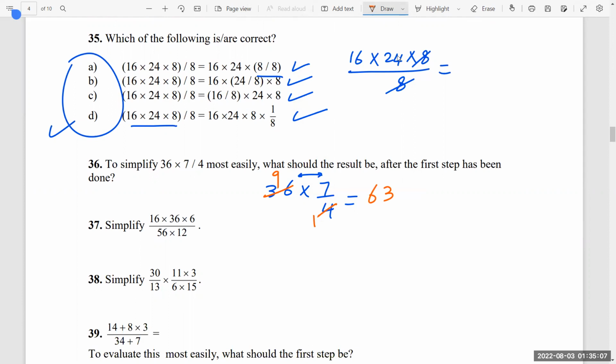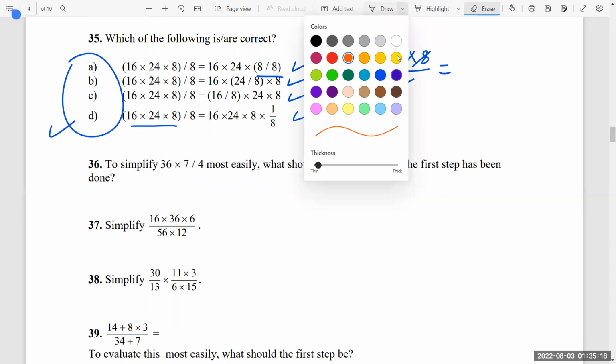Look at this one. I want to simplify such an expression. You have many ways to solve this one. How? Look at this one. Answer here, 36. Okay. Look at this one, please, and follow me.